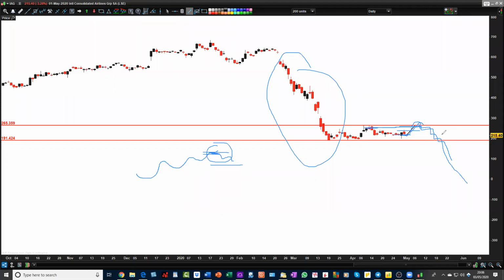Anyway, I'm getting off the point. My point is that once you've got an established trend, stay on the right side. You'll make more money trading the right side of that trend than certainly trying to pick a bottom.